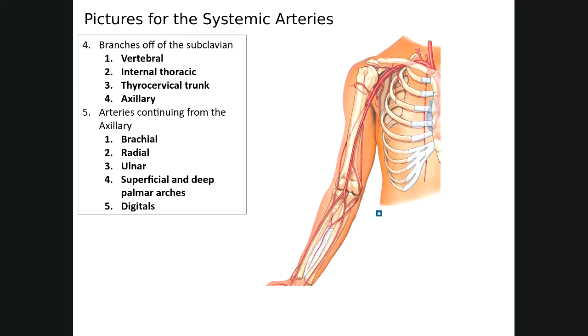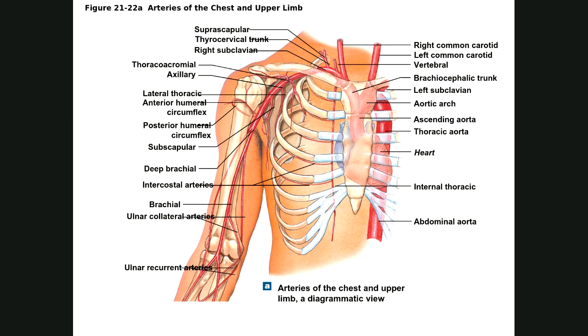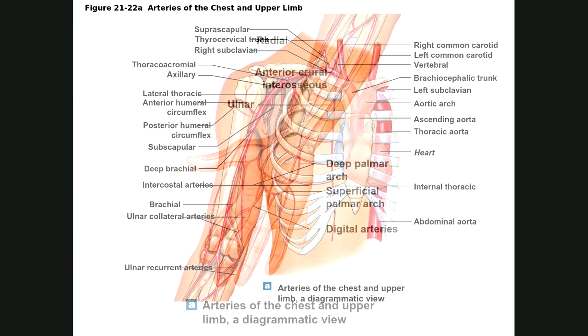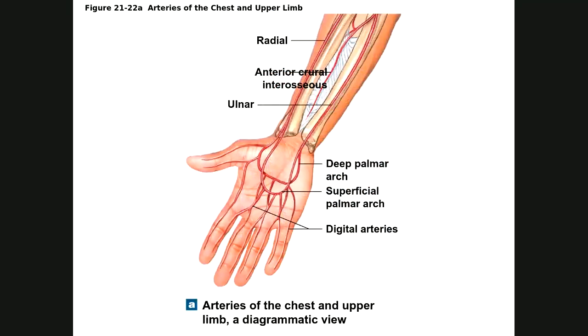Then you move on to the vessels that branch off of the subclavian, continuing off of the axillary, listed here. You would most likely use a picture like this, except again it would be unlabeled. That would be a good image to use for identifying that. This image zooms in on the hand, so you could use that one to identify these different vessels.